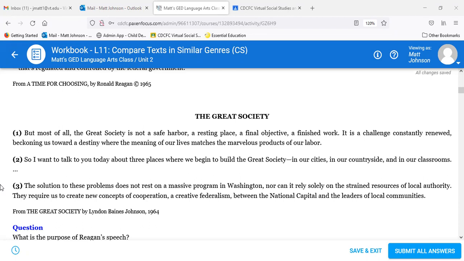The solution to these problems does not rest on a massive program in Washington, nor can it rely solely on the strained resources of local authority. They require us to create new concepts of cooperation, a creative federalism between the national capital and the leaders of local communities.